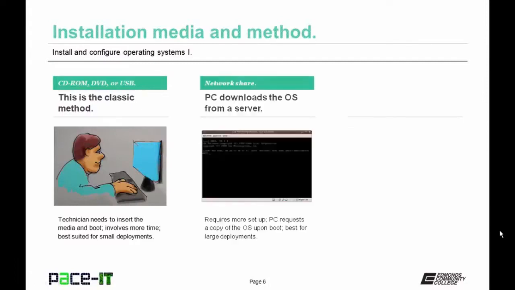Now let's move on to network deployment. For network shares, the PC downloads the operating system from a server. This requires more setup as there is more hardware that is involved. The PC gets fired up and it requests a copy of the operating system upon boot up attempt. This is best for larger deployments.